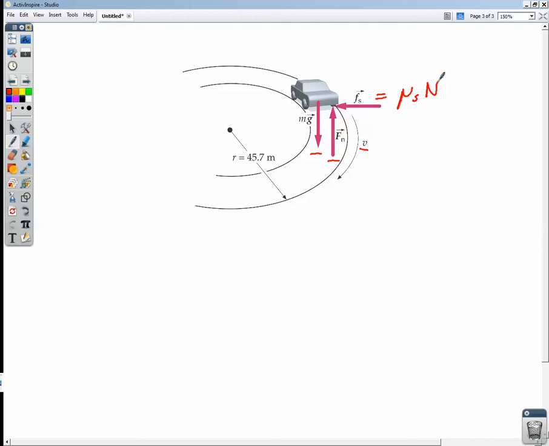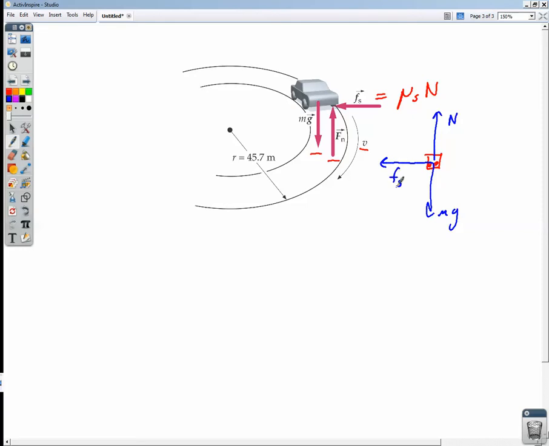So a free body diagram for the car, if we just draw it as a square here, let's say that this car is coming at us. We're looking at the headlights here. Let's draw in some headlights. There are the headlights of the car. So the free body diagram for the car would be, again, mg going down. We have the normal force going up, and then going in towards the center of the circle, we have a frictional force, F sub s.